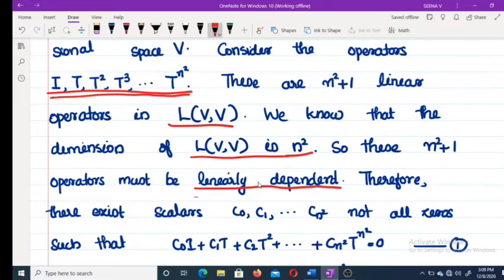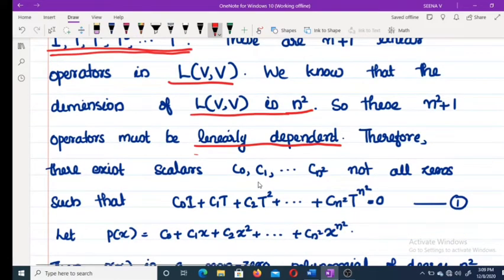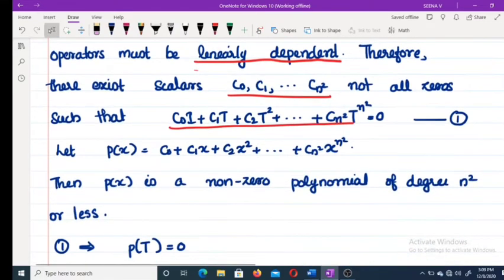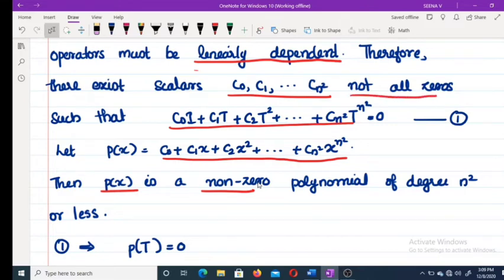Linearly dependent means there exist scalars c0, c1, ..., c_{n^2}, not all zero, such that this linear combination is equal to 0. Therefore, consider p(x) = c0 + ... + c_{n^2} x^{n^2}. Then p(x) is clearly non-zero because these ci's are not all zero. Therefore, p(x) is a non-zero polynomial of degree n^2 or less, because if c_{n^2} is equal to 0, then the degree of p(x) must be strictly less than n^2.